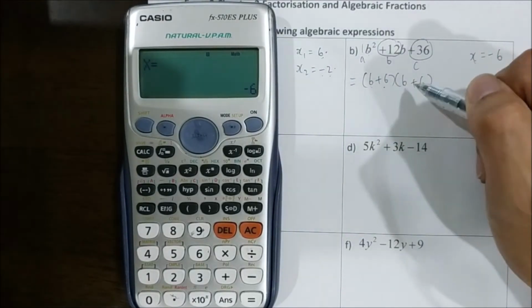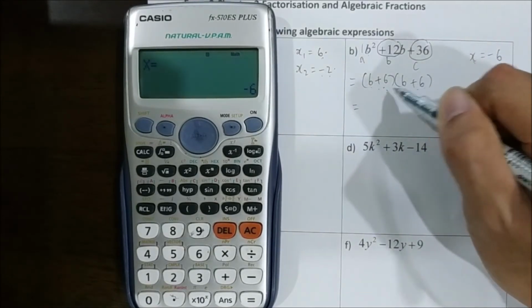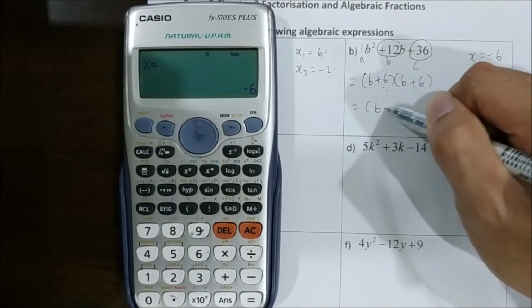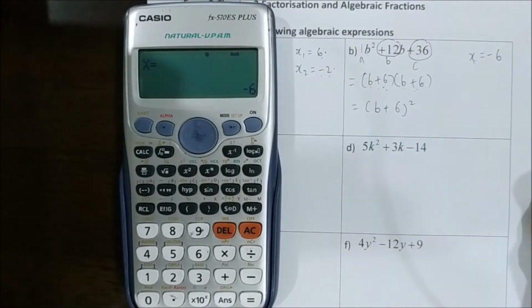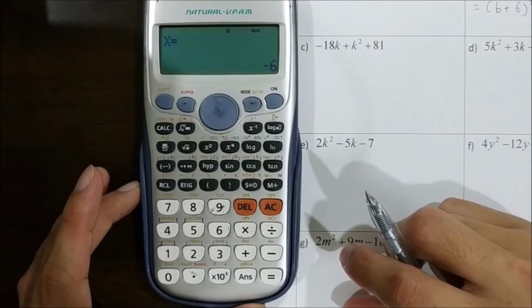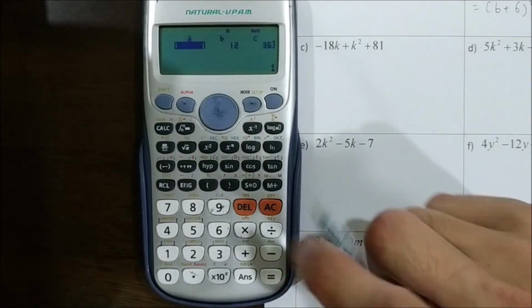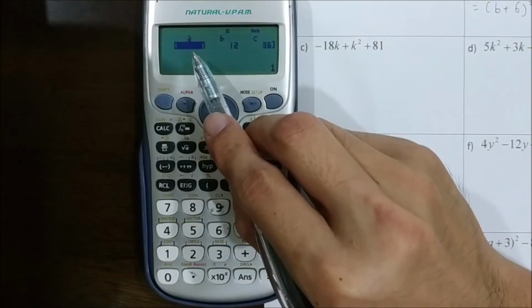If you want to further simplify this, since these two are the same, it becomes (b + 6) to the power of 2. To reset this, reset. Now again, the calculator is asking for a value of A.